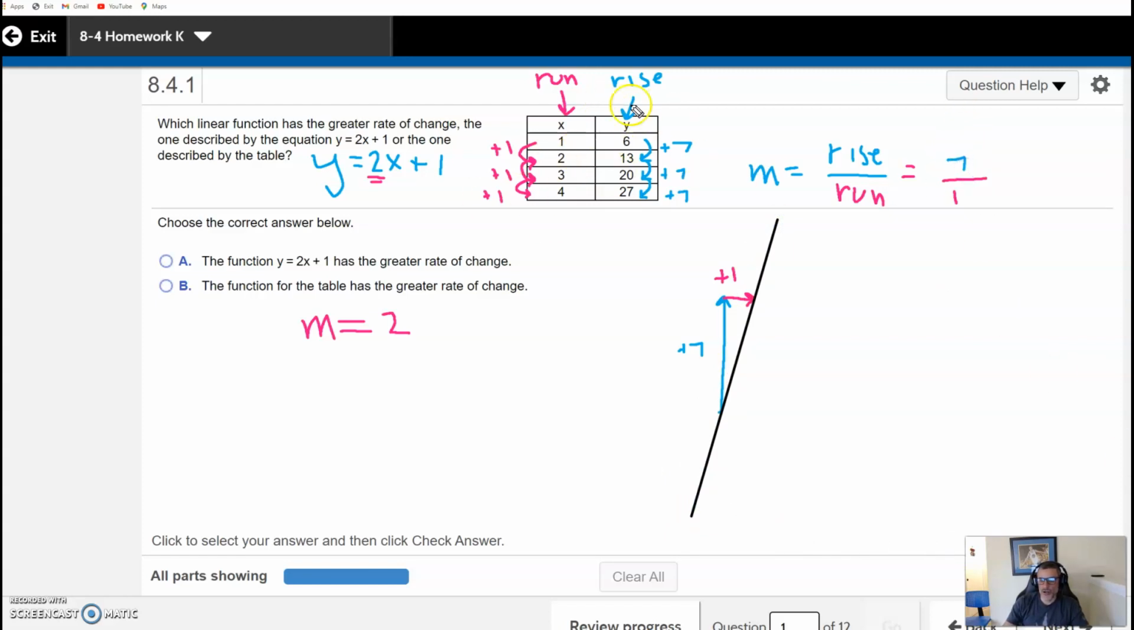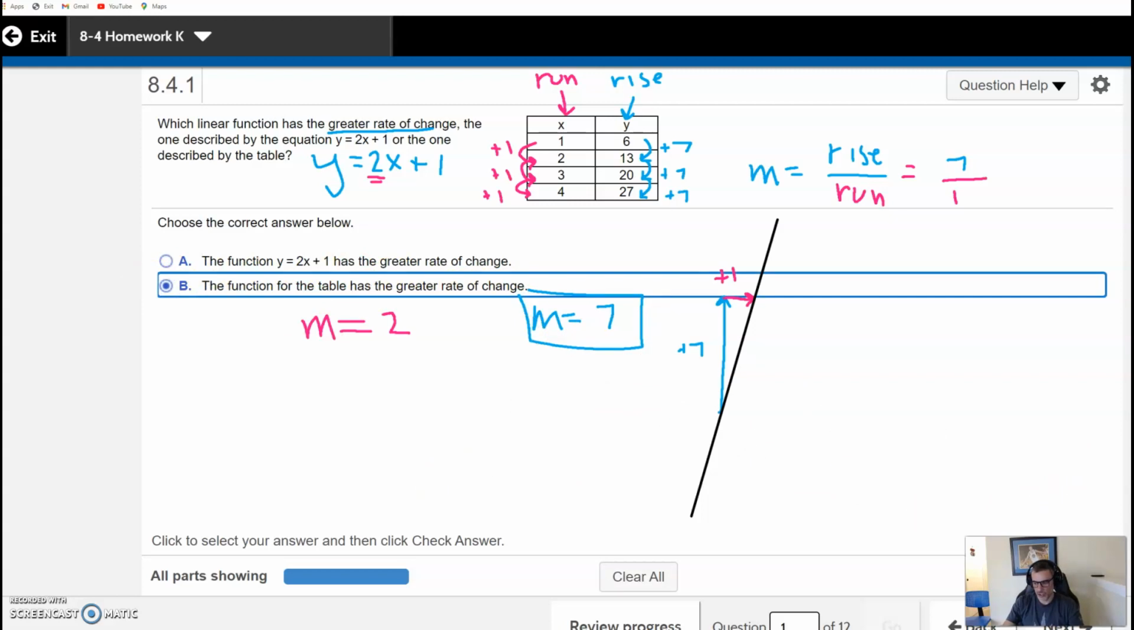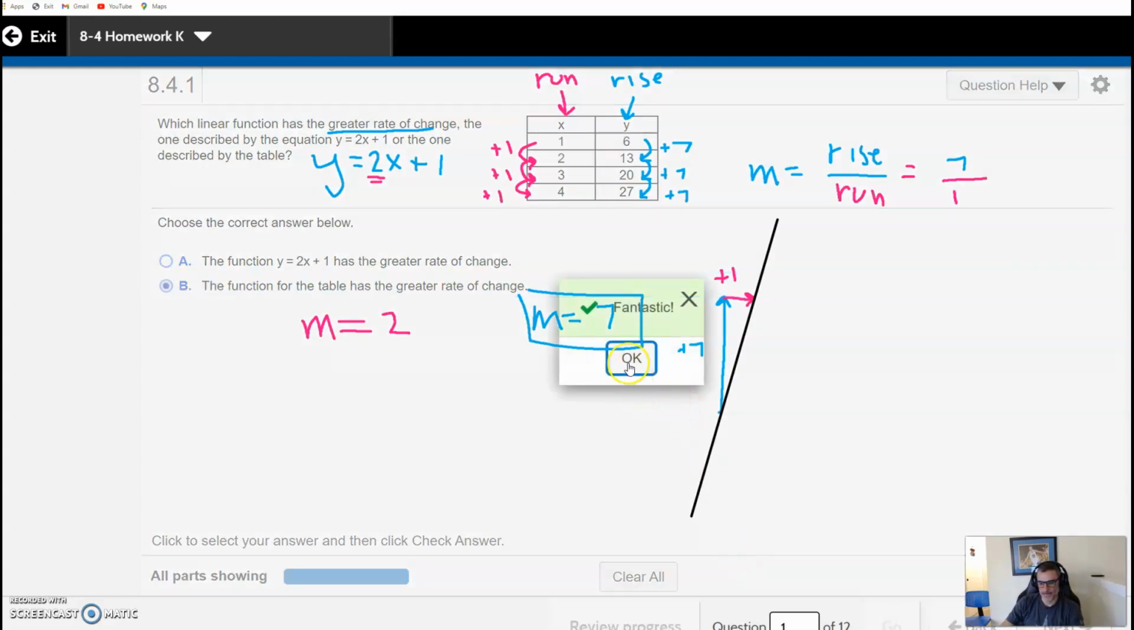All right, so the table has a rate of change of 7 over 1, which is just 7, and now we can compare the two. The question is, which has the greater rate of change? Obviously, the table does. The function for the table has the greater rate of change. Got it. Okay, remember, you can always pause, rewind, and watch this problem again. There are several problems on this assignment that involve tables.